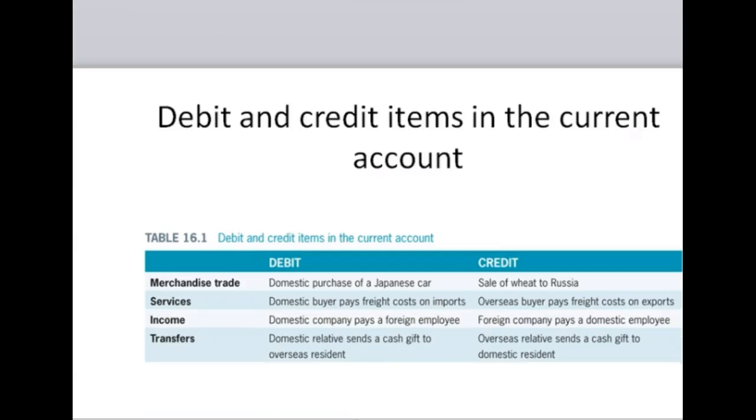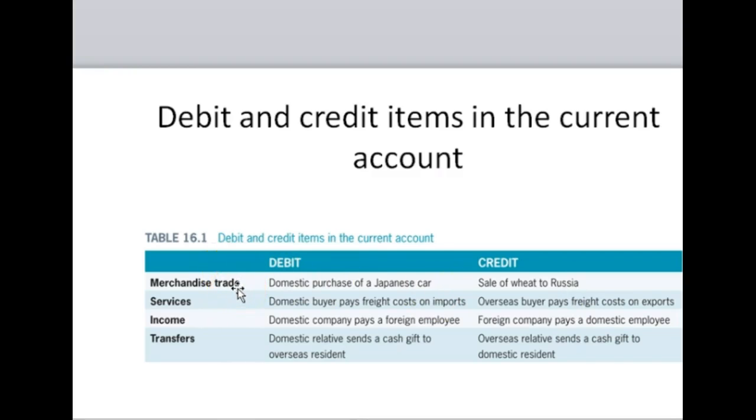So for an example, debit items and credit items in the current account. Say for an example, the merchandise trade account. What is a debit? Domestic purchase of a Japanese car will come under the debit in the merchandise trade because we are buying a Japanese car, so we have to pay for it. So it's a deficit in the merchandise trade, whereas a credit is sale of wheat to Russia. So when Russians are buying our wheat, that would be recorded as a credit in the merchandise trade account.